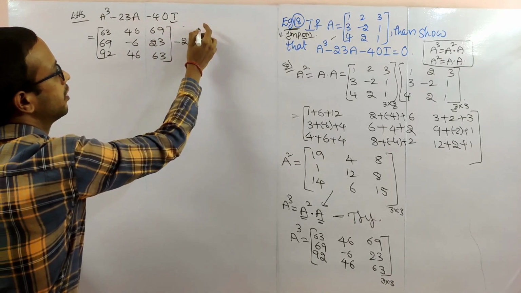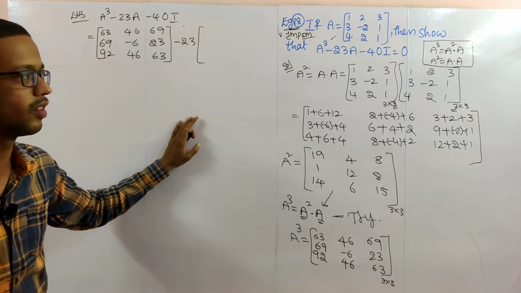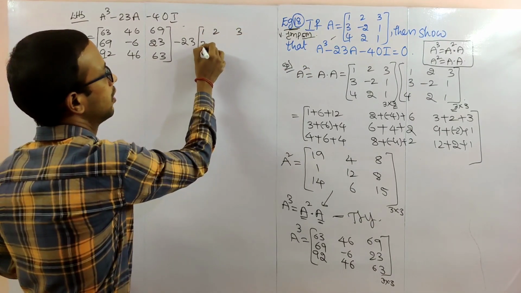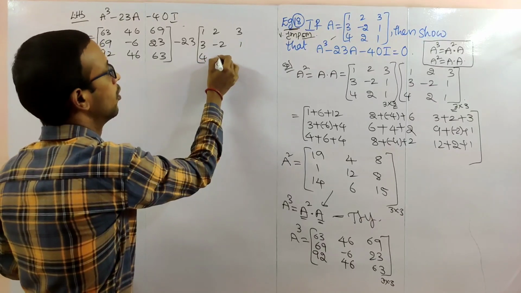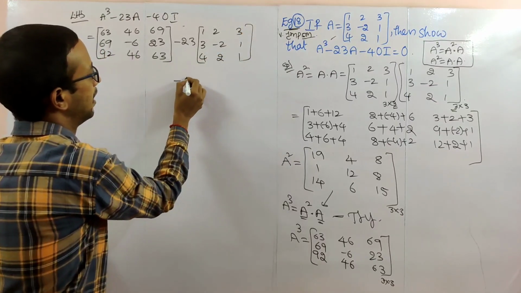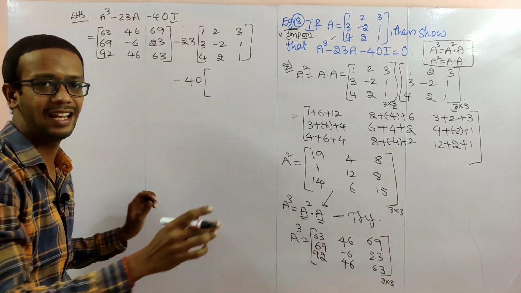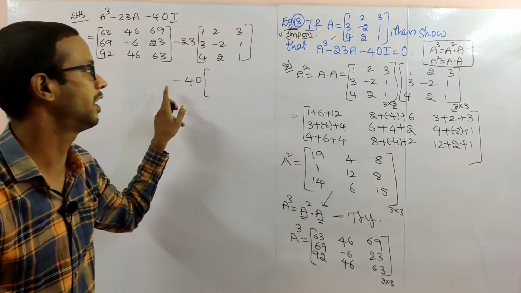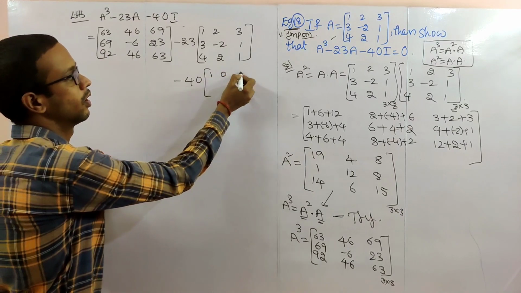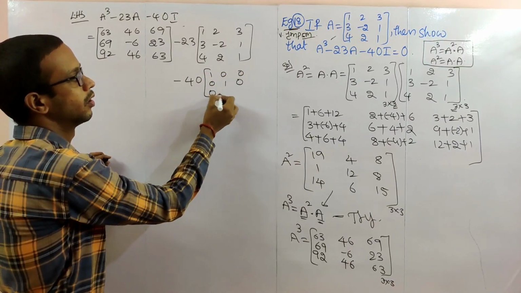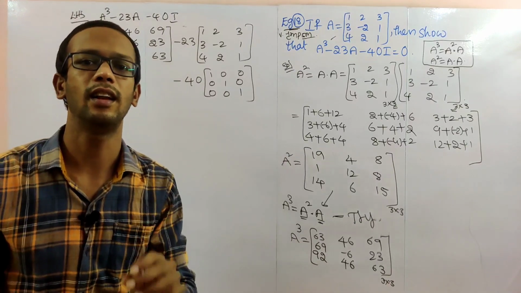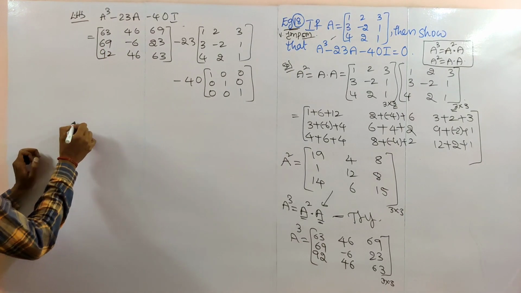Minus 23 into the A matrix: 1, 2, 3; 3, minus 2, 1; 4, 2, 1; minus 40I. Here you observe the question is in 3 by 3 matrix, so the identity matrix also we have to take as 3 by 3: 1, 0, 0; 0, 1, 0; 0, 0, 1. We already know the identity matrix of order 3. So now simplify this whole thing.